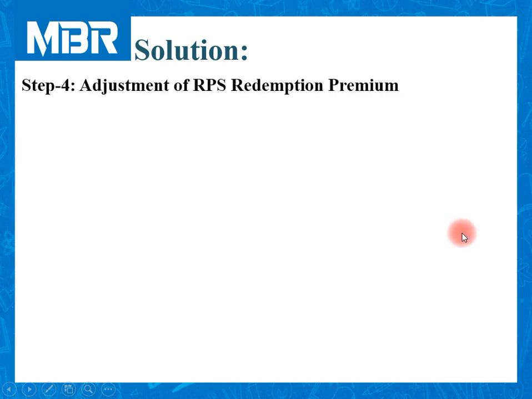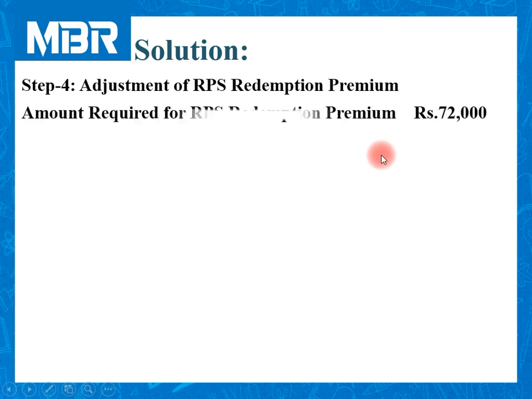Let us move to step number 4. It is all about adjustment of RPS redemption premium. Check the calculation in step number 2, amount payable to RPS holders. The amount payable to RPS holders as a premium is rupees 72,000.